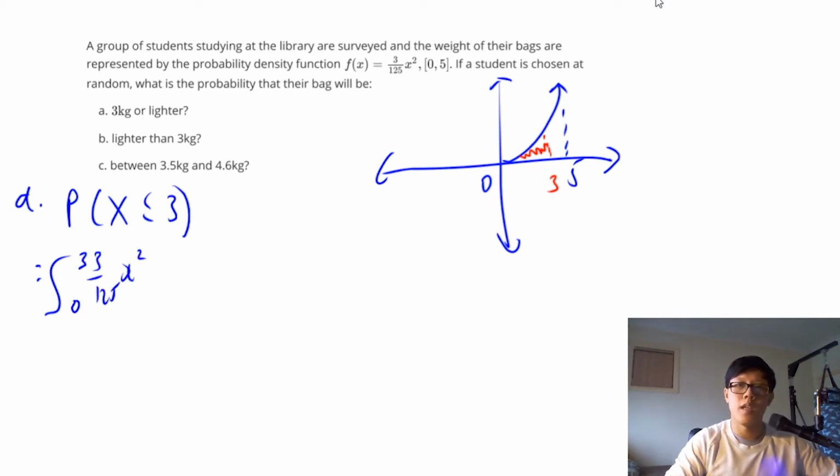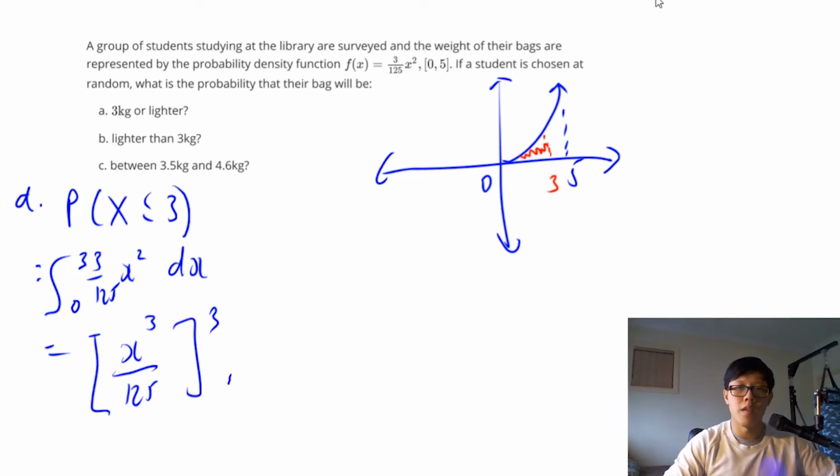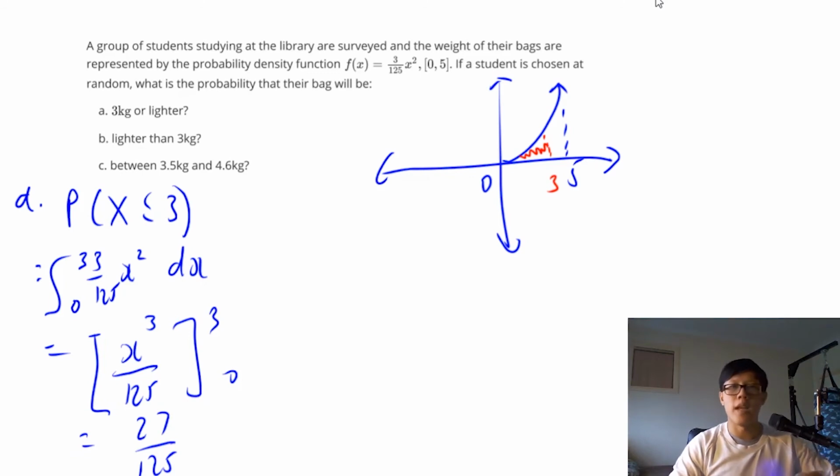The integral of 3 on 125 x squared dx. When I integrate that, it becomes x cubed, and I divide by 3, so that's 125. 3 cubed is 27 on 125. So this is the probability that the weight of the bag that I randomly choose is going to be less than 3 kilograms. It's going to be 27 on 125.